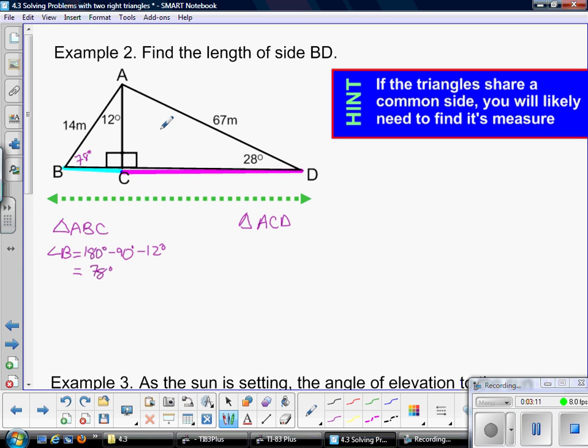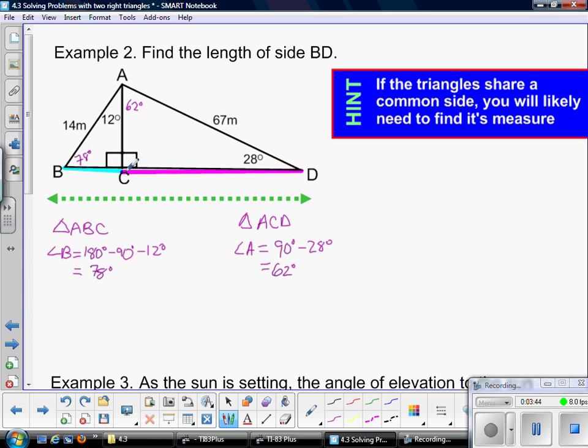Now if I look at the other triangle, there's one angle I don't know here, and that's angle A. So I could calculate angle A. Angle A would equal 90 minus 28. I don't know if I'm going to need that, but at least I'll have all the angles found. When I do that, I end up with 62 degrees. So that's 62 degrees.